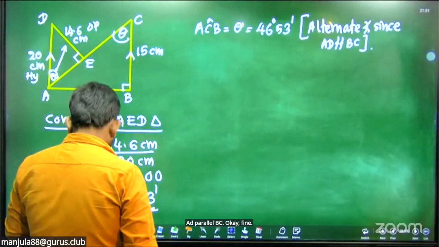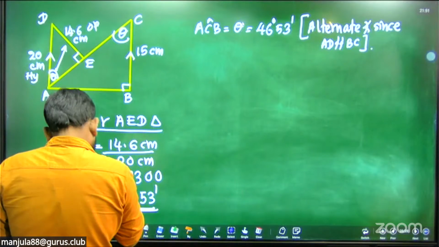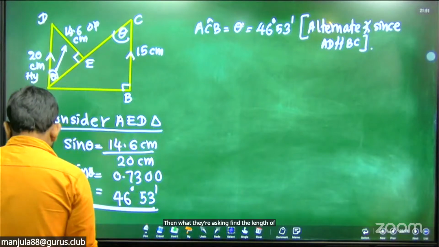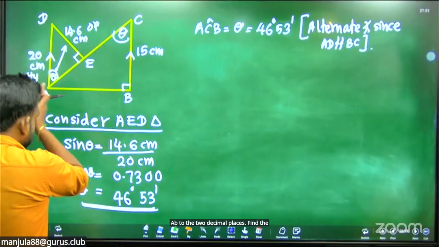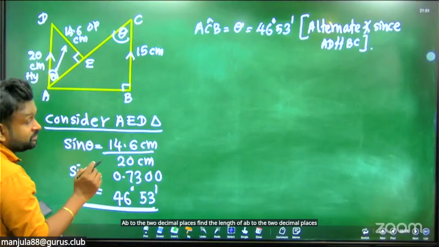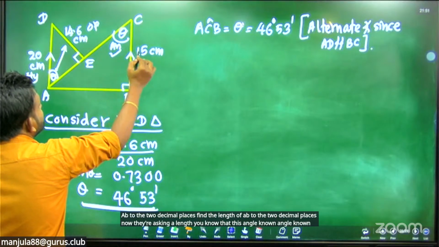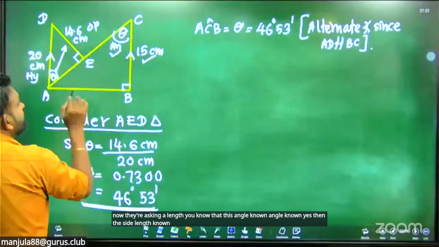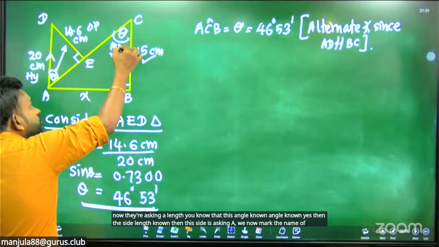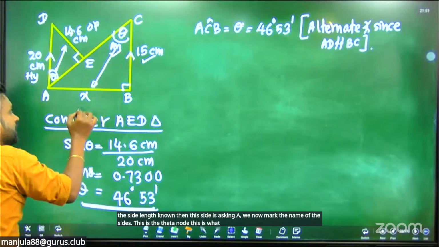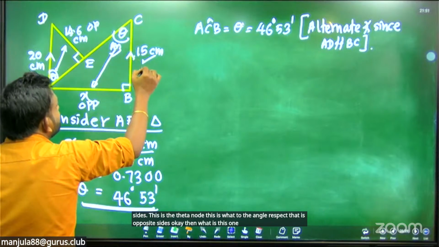Then they are asking, find the length of AB to two decimal places. Now they are asking for a length. You know that this angle is known, and this side length is known. Then this side is asked, AB. Now mark the names of the sides. This is the known theta. With respect to the angle, this is the opposite side. Then what is this one? With respect to the angle, that is the adjacent side.